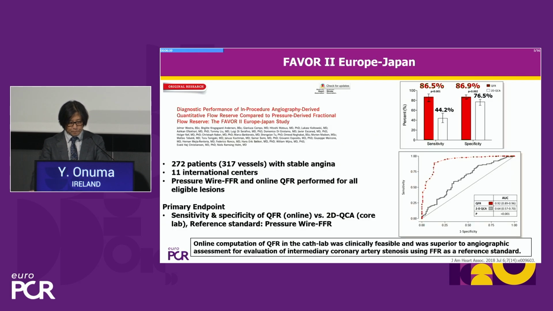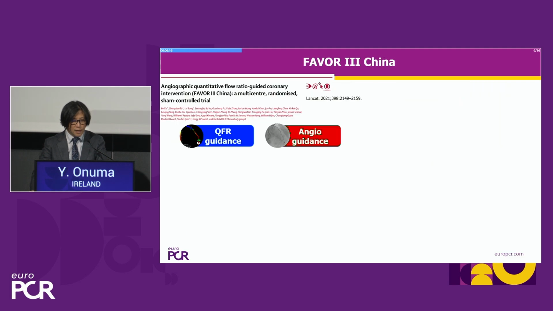And in the next talk, we will see actually how to use this QFR in the cath lab. The FAVOR Europe-Japan trial looked into the sensitivity and the specificity of the QFR software in comparison with the wire-based FFR, and they found that the sensitivity and the specificity of the QFR were 86.5 and 86.9% respectively. The area under the curve of the QFR was as high as 0.92 in that study.